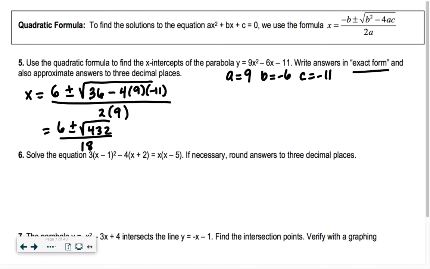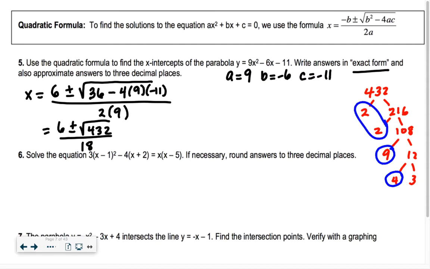This is where, when I first taught you guys this in Algebra 2, I had you start breaking it down. So 2 and 216, 2 and 108. Do we know what goes into 108? 9 and 12. And then 12 is 4 and 3. Once you find perfect squares, you can kind of leave them, or you can break it into 3 times 3, 2 times 2. But what's the square root of 9? The square root of 4, and the square root of 4. So we're going to do these together.